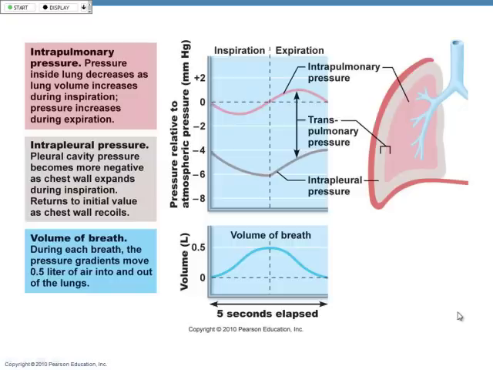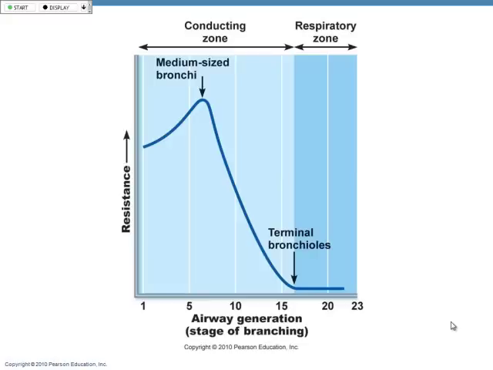And then volume of breath. During each breath, the pressure gradients move 0.5 liters of air into and out of the lungs. Give me another name for that volume of air. That's my tidal volume. Okay? So you should understand that diagram and the relationship of pressures discussed in that diagram. So, physical factors influencing pulmonary ventilation. Of course, these guys, the differences in pressure, whether it be in the lungs or in the pleural cavity itself.